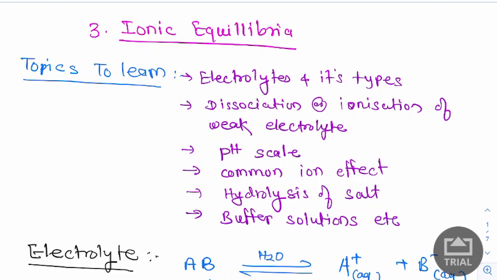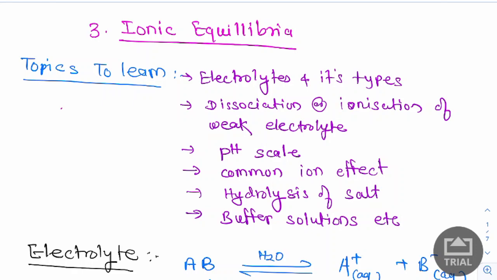Today we are going to start the third chapter of our syllabus, Ionic Equilibria. In this topic we are going to learn the basic concept of electrolytes and its types, dissociation or ionization of weak electrolytes, pH scale, common ion effect, hydrolysis of salt and buffer solution. In previous chapters, we have seen what is meant by chemical equilibria, different types of equilibria, and factors affecting chemical equilibria. So let us discuss the ionic equilibria.